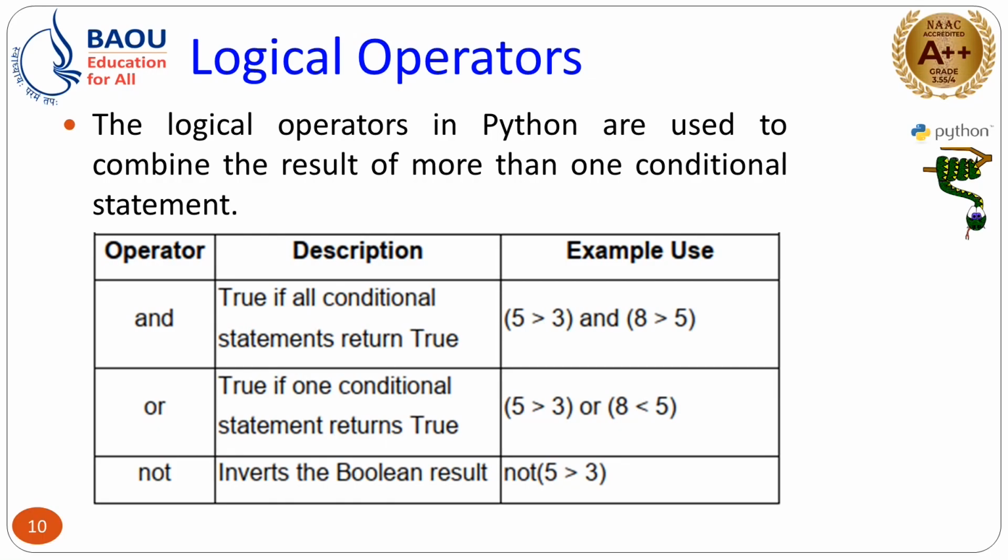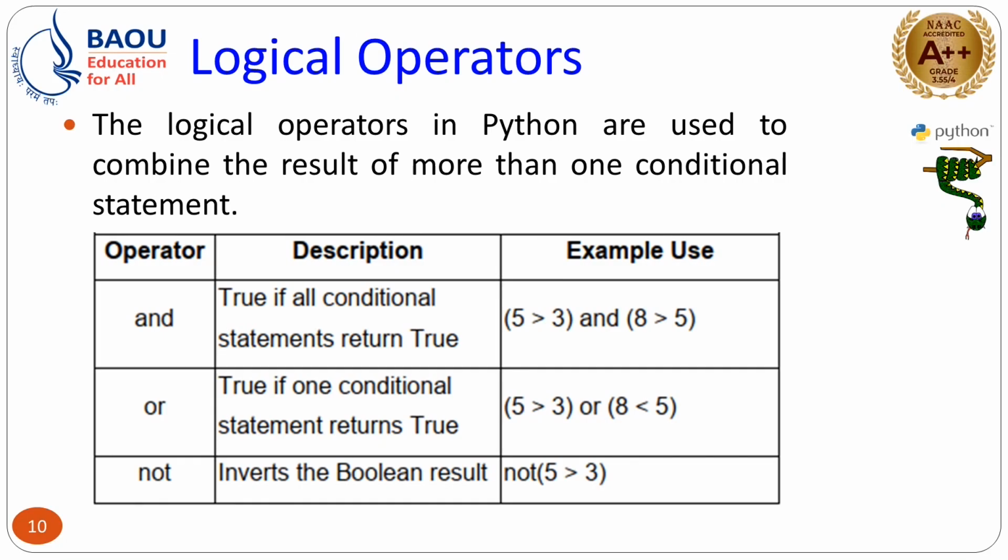And the NOT operator can be used to negate whatever the value is. That means if you are using the condition and the result is true, and you apply the negation or NOT operation, you will get the opposite result, that is false. Here the example is also given. Say for example 5 greater than 3 and 8 greater than 5. Here both the conditions are true, that's why the result will be true. If any one condition is false, the result will be false.